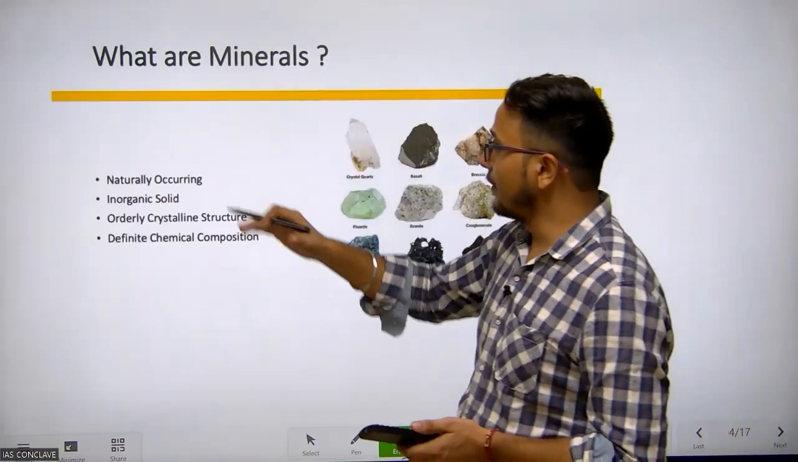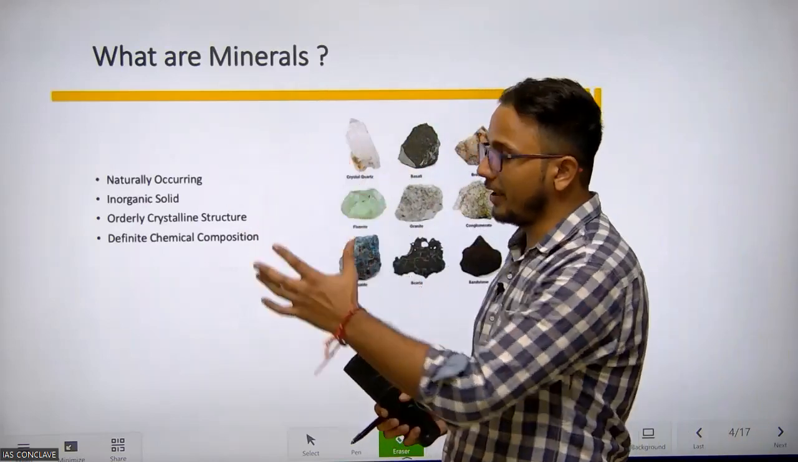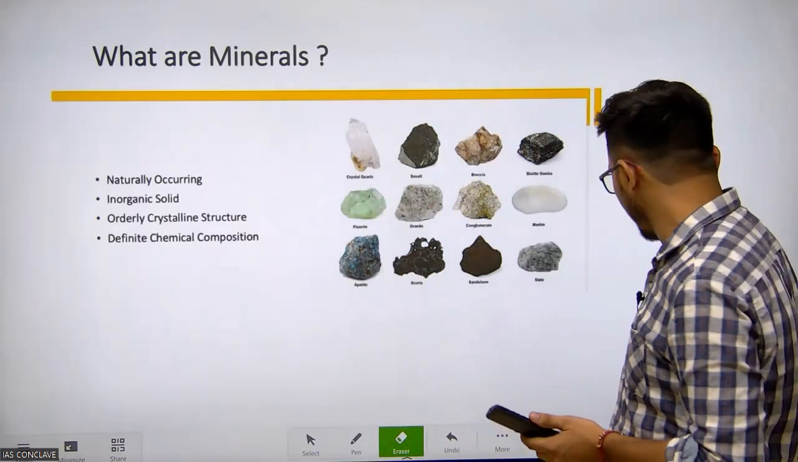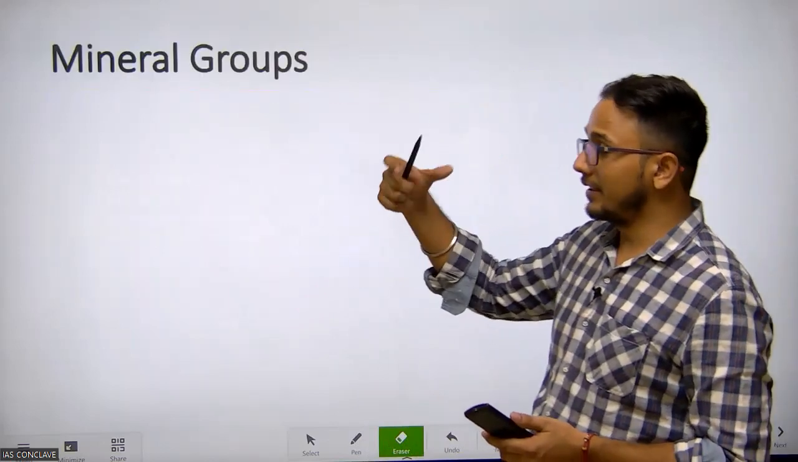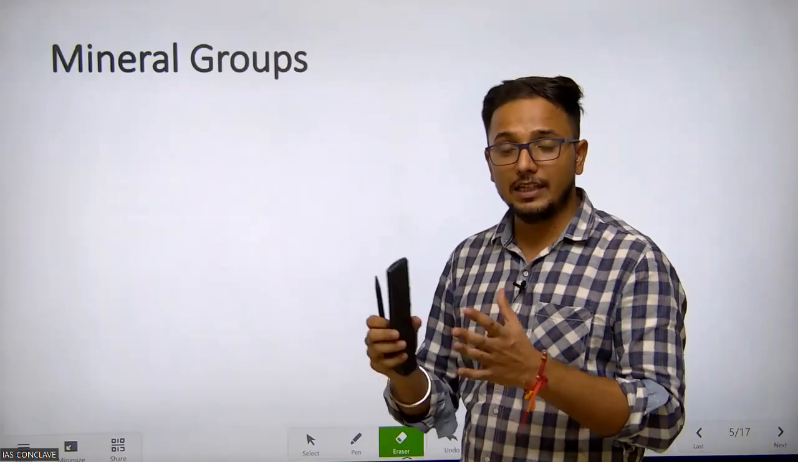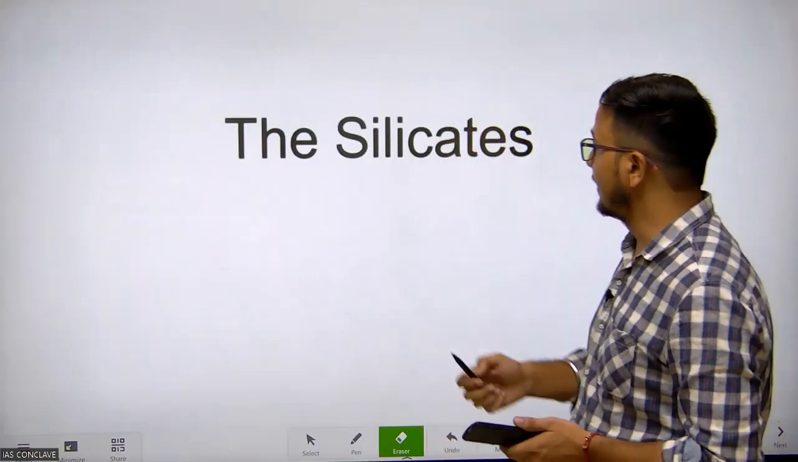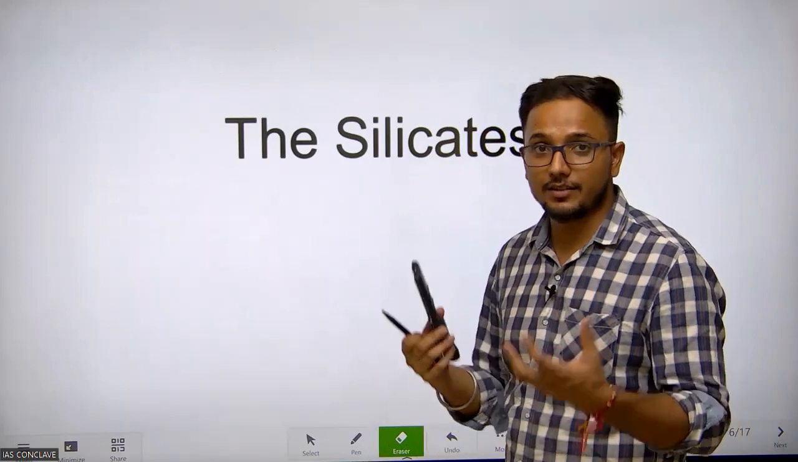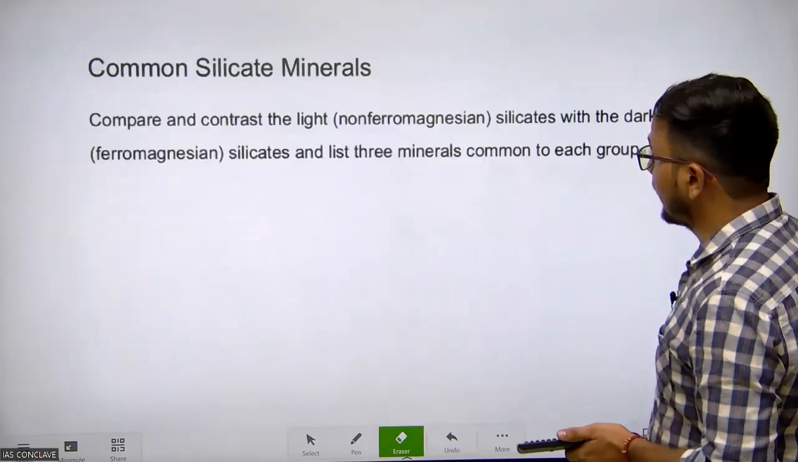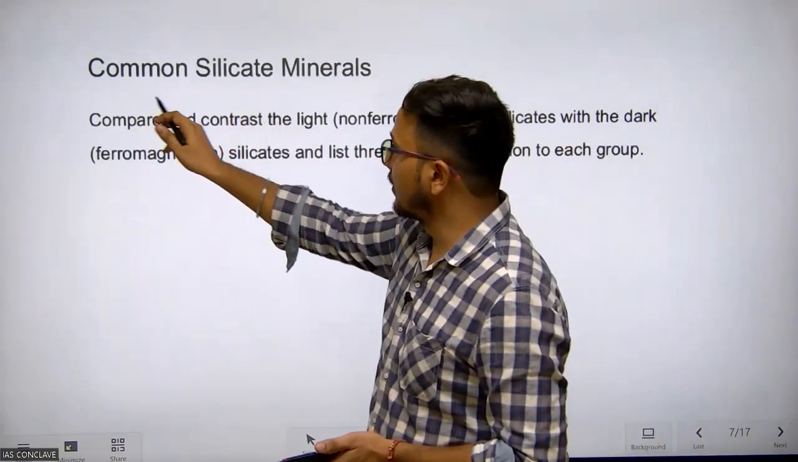So in this minerals series, we have covered what minerals are, how minerals and rocks differ from each other, and the classification of minerals like silicate and non-silicate minerals. In this session, we are looking at the silicates. We have already covered the silicate structure. Now we will cover the common silicate minerals.